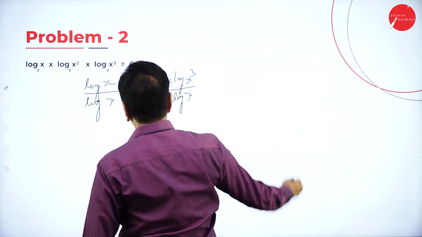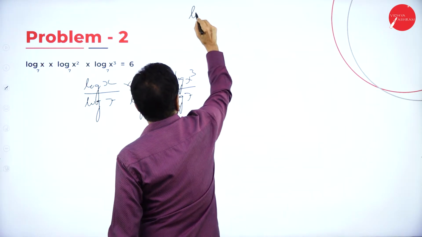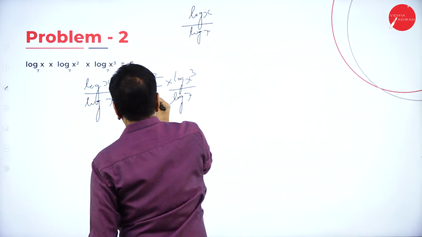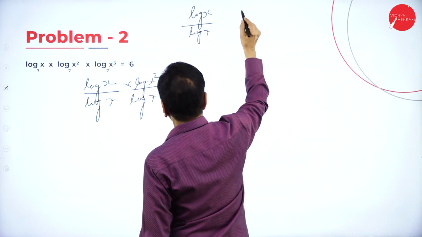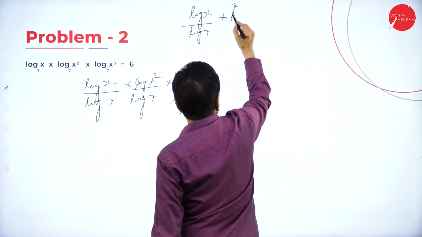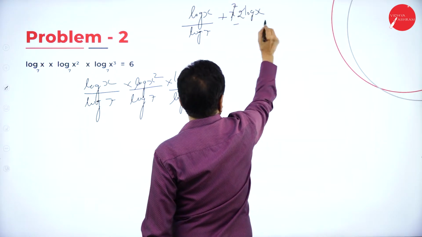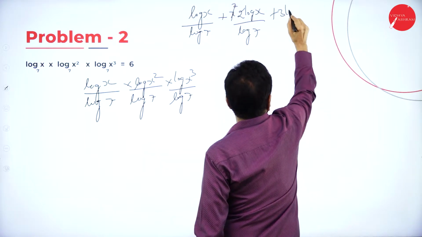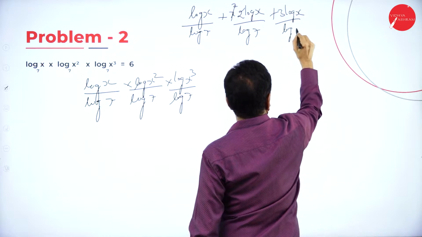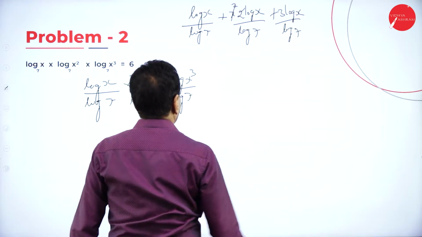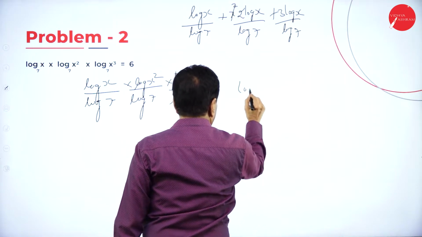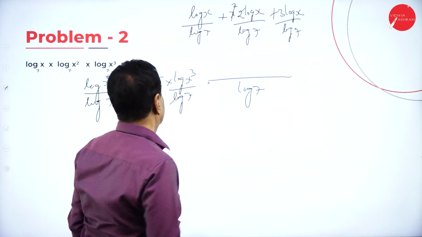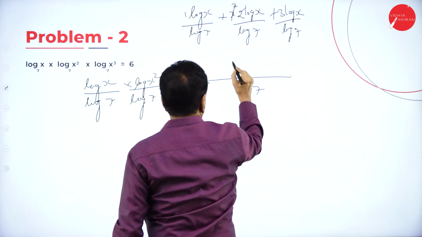So this can be written as log x divided by log 7. So into means we can have plus 2 log x divided by log 7 plus 3 log x divided by log 7. Multiplication becomes adding. If we take the log 7 as a base, this is 3 log x, 2 log x, 1 log x. This is 6 log x.